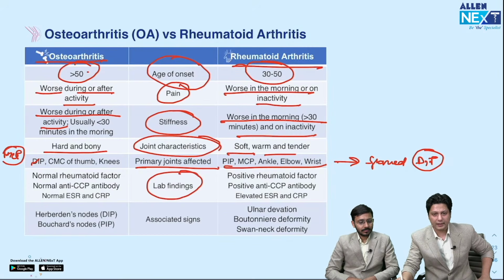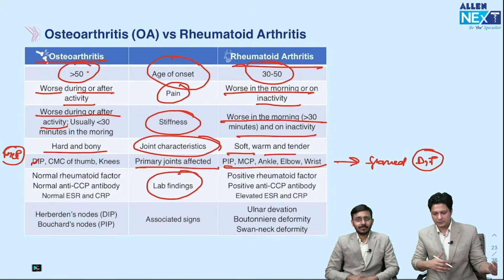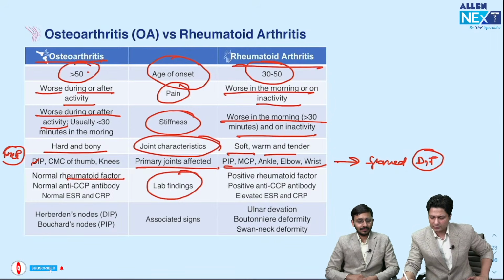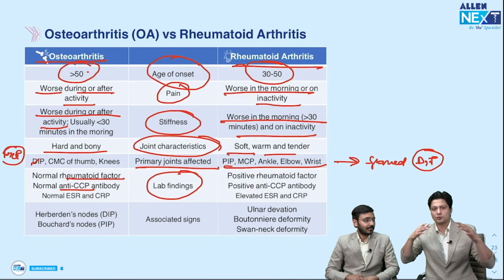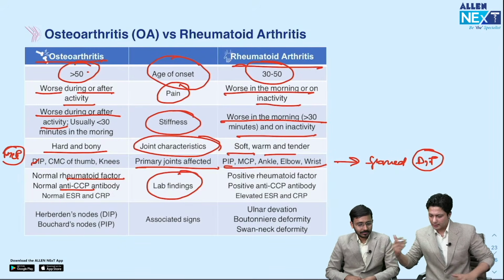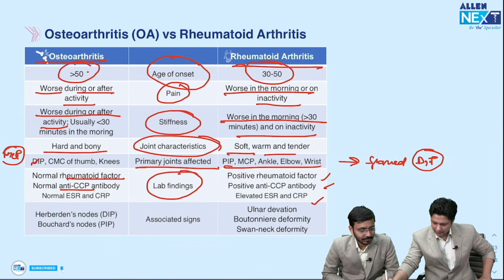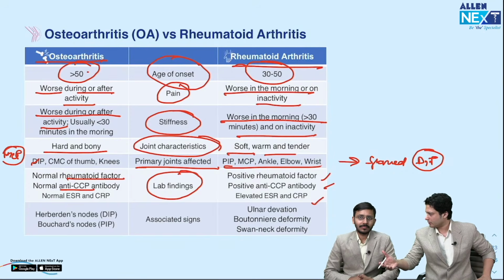Now, as far as lab findings are concerned, in osteoarthritis you are not going to find any abnormality related to the disease. Like normal rheumatoid factor, normal anti-CCP. It is not an inflammatory condition, so ESR and CRP are going to be normal. But in rheumatoid arthritis, there is going to be positivity in RA factor as well as anti-CCP, with elevated ESR and C-reactive protein levels.